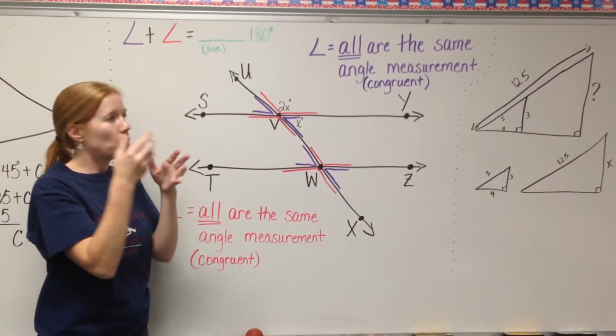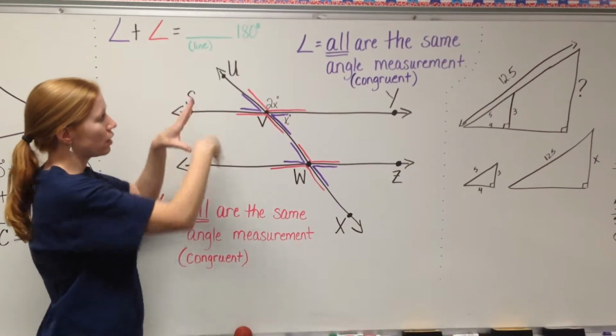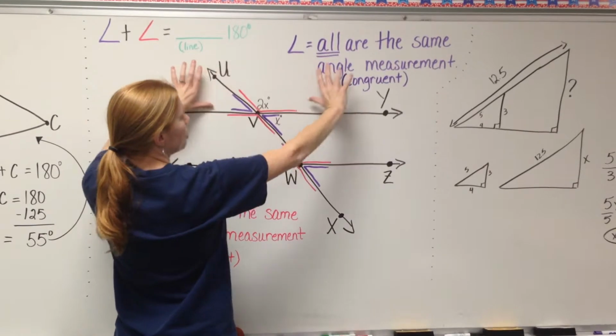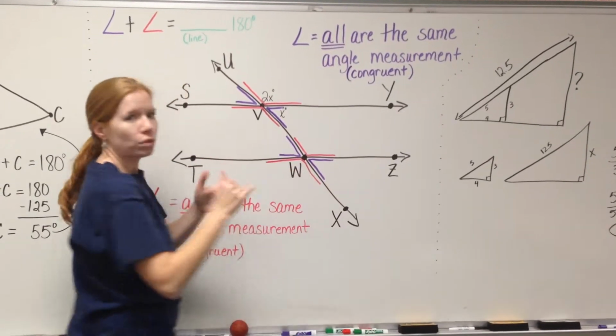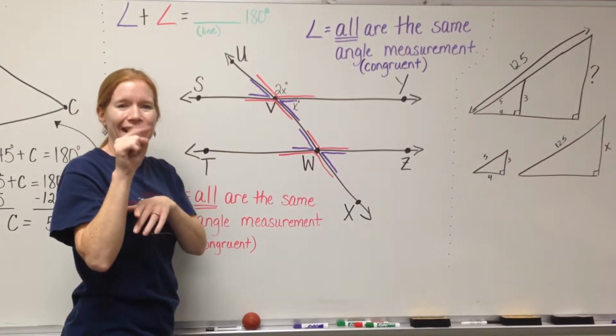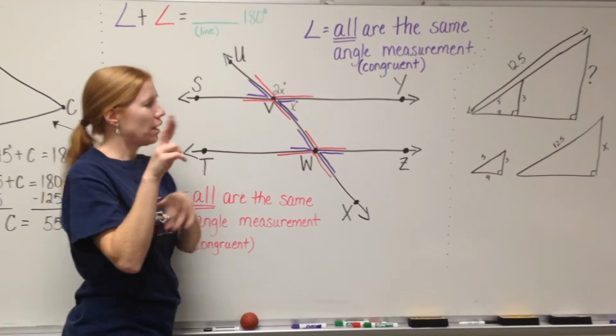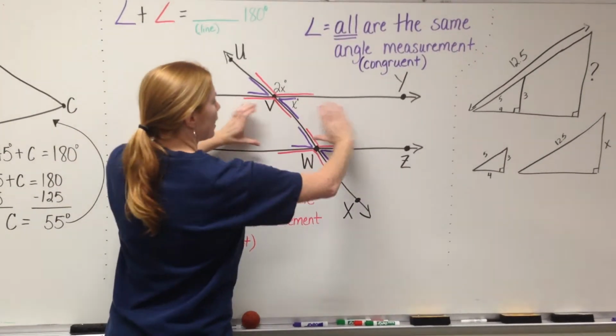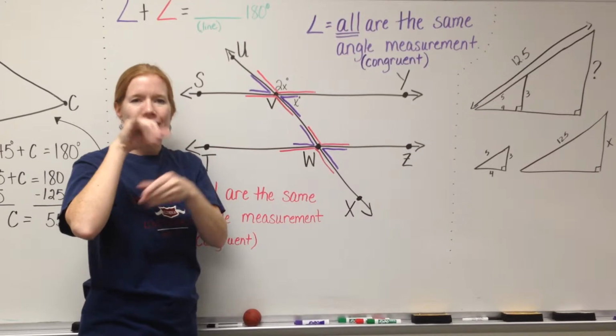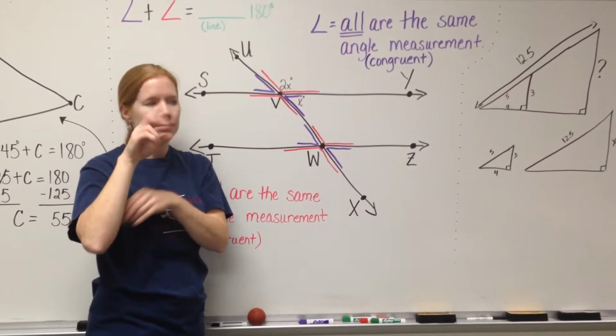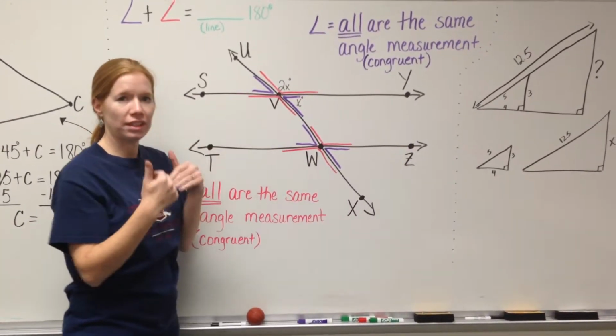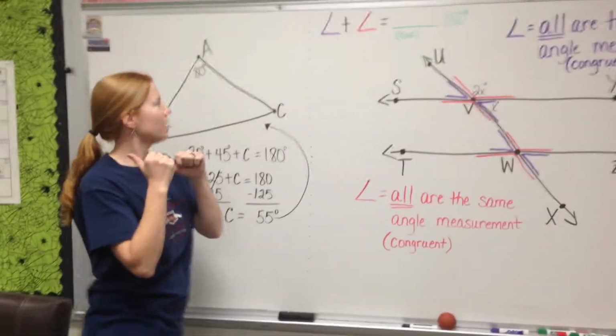Also, I want to let you know any of the angles on the outside here and here, those are called exterior. The angles on the inside are called interior. Okay, so let's move to the next section. We're going to come this way.